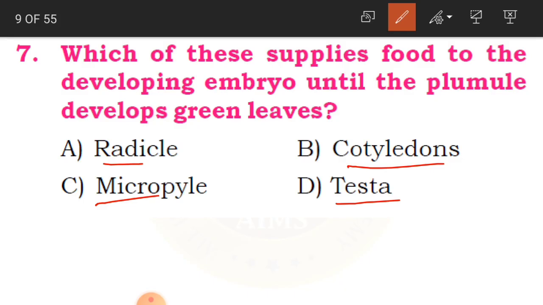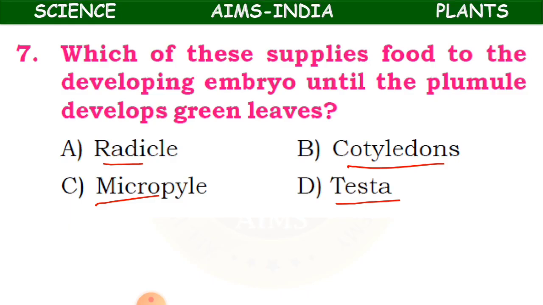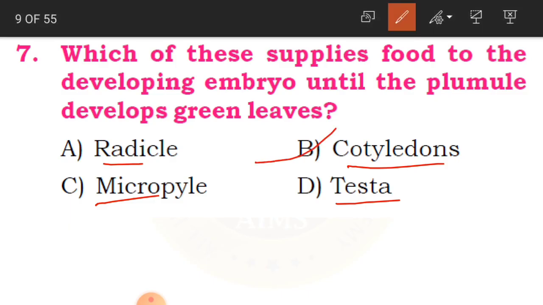Radicle, what does it do? It develops the root system. Cotyledons provide food. Micropyle, what is that? It is a small opening for water in a seed. And testa is nothing but a seed coat, the outer layer. According to the question, which is going to supply food? Just now we said that is cotyledons. Okay children, that is B option, the correct one. Clear?